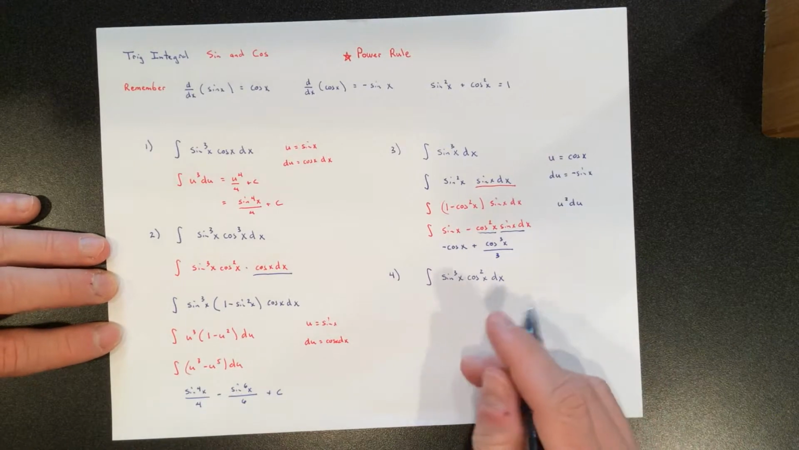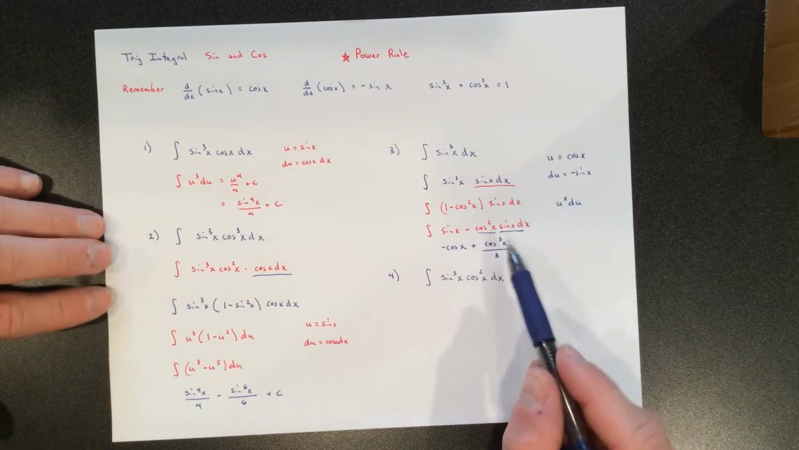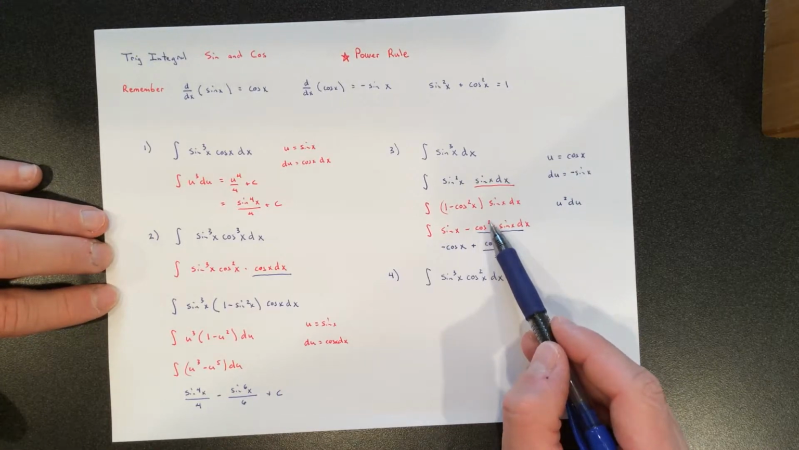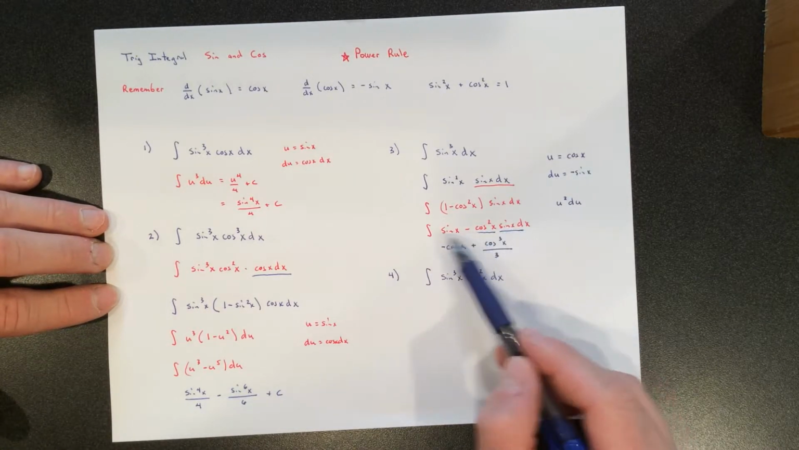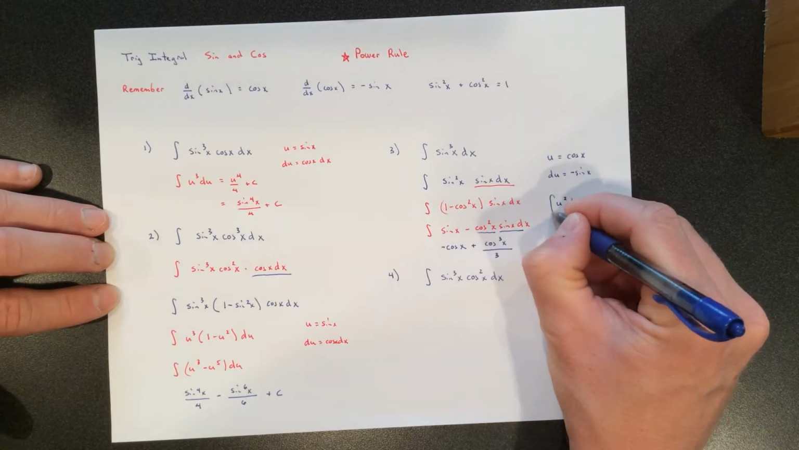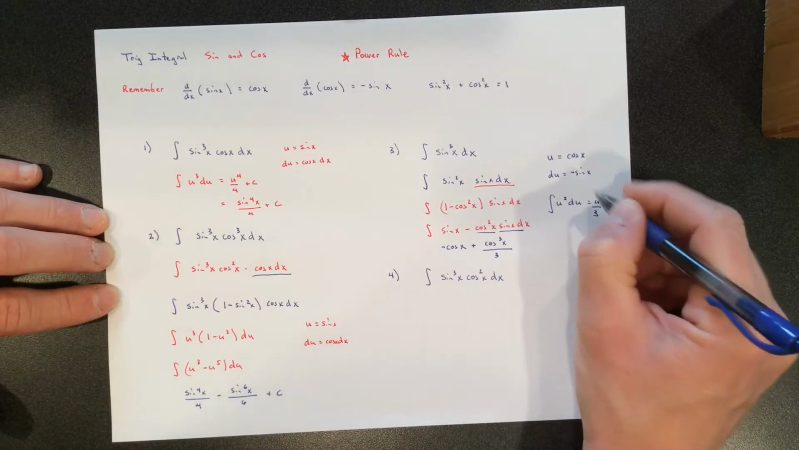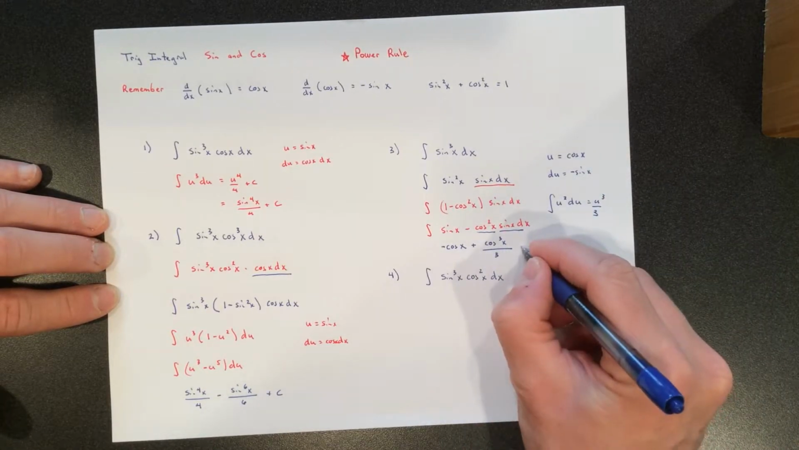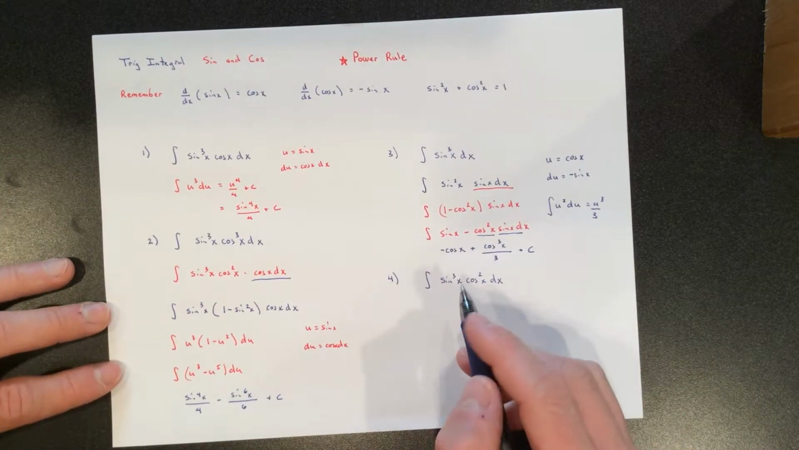I know I ran out of space there. I'm not really happy with not being able to show all of that work, but there's your u squared. Negative sine is du. So then I'm integrating u squared du. The integral of u squared du is u cubed over 3, where u is cosine, and so we have this, of course, plus c.